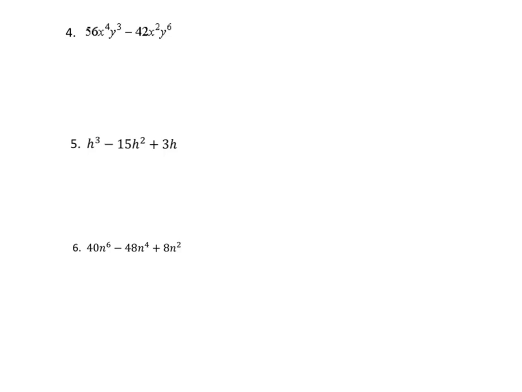Okay, we're going to do one more together, and then I'm going to ask you to do number 5 and 6 on your own and come into class, and we'll check them together in class at the beginning of next time. So number 4, 56 x to the 4th, y to the 3rd, minus 42 x squared y to the 6th. Okay, 56 and 42 are pretty large numbers.